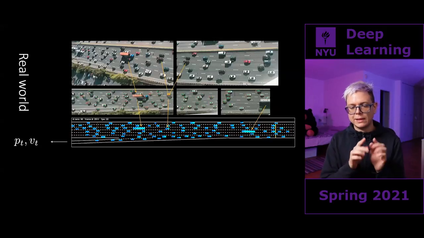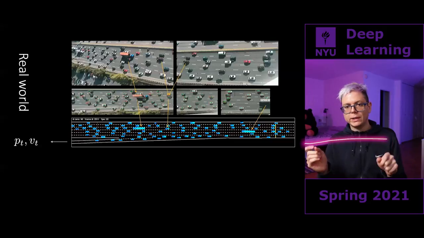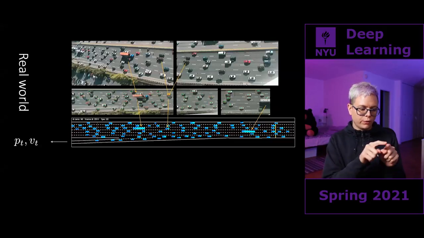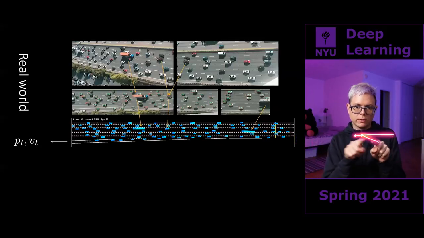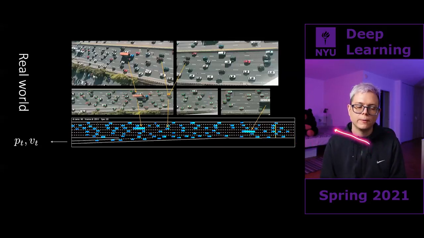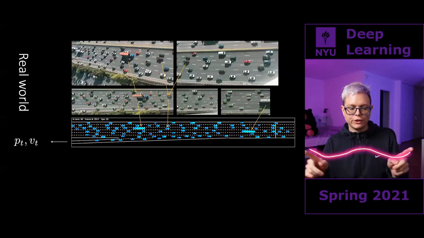So over time you end up with a trajectory of locations and velocities, no? Basically vectors that tell you in which direction you're going, and the velocity, the speed. And so we have trajectories now. Cool.